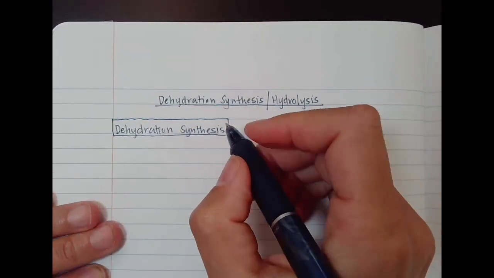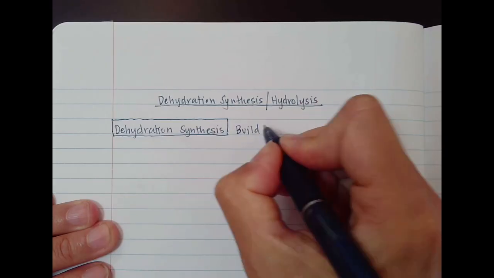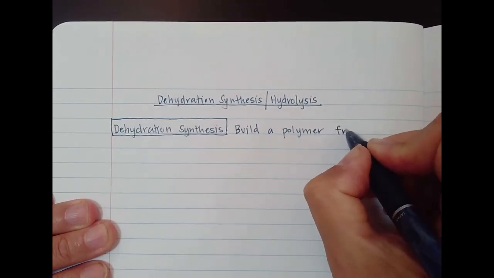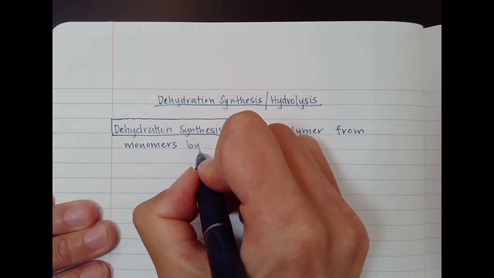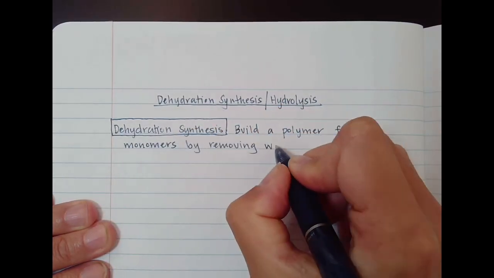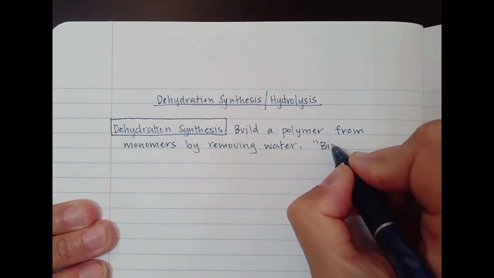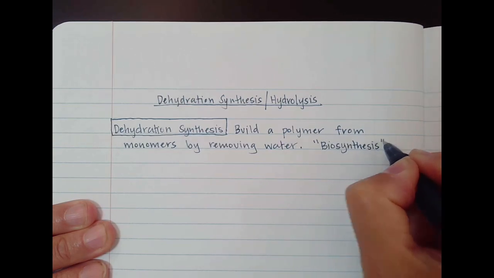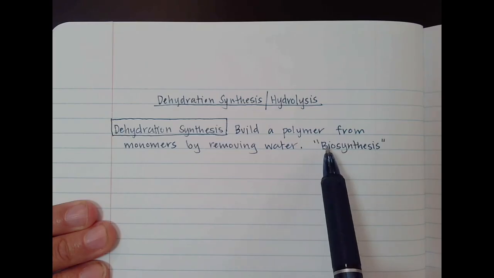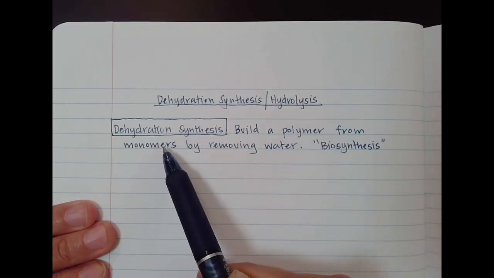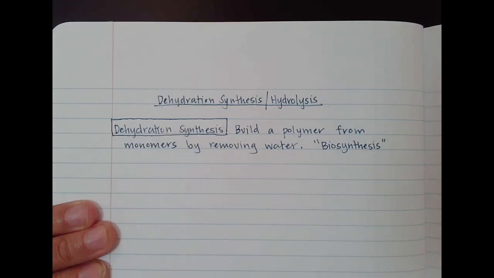And because we're talking about biomolecules, we are talking about how we build a polymer from monomers by removing water. Another name for this is biosynthesis. So there are other things that can be made through dehydration synthesis, but because we're talking about biomolecules, polymers and monomers specifically, this is a type of biosynthesis, which is a type of dehydration synthesis.